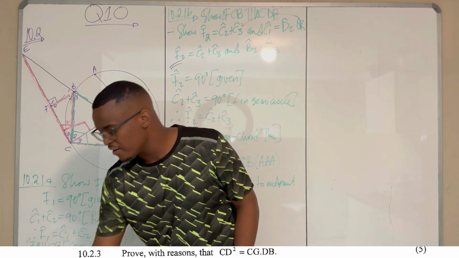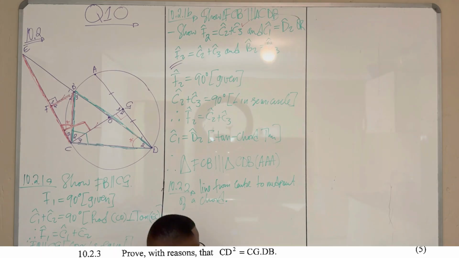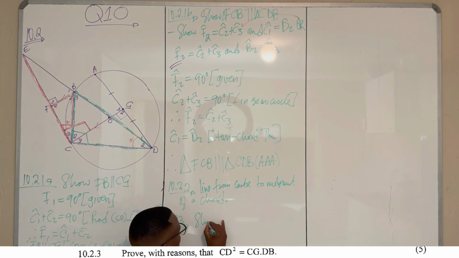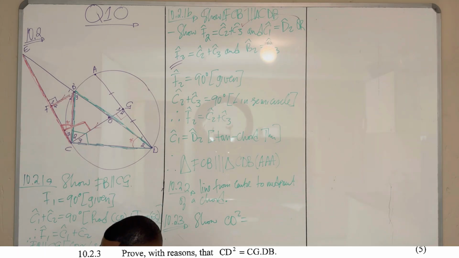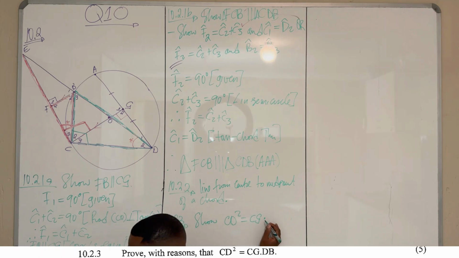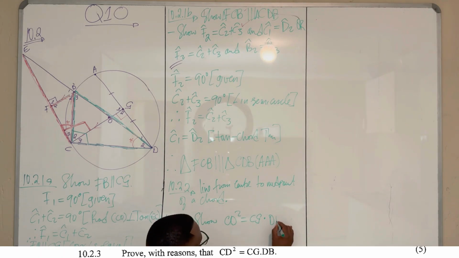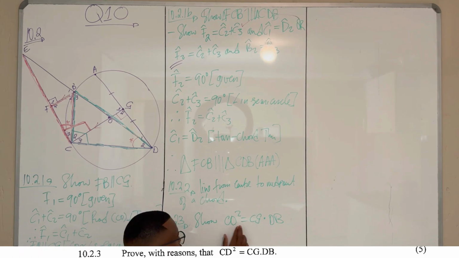If you want to have something that has a square, because this is what we're trying to show. We're trying to show that CD squared is equal to CG times DB. So this is what we're trying to show, right? The square of CD equals CG times DB. That's what we're trying to show.